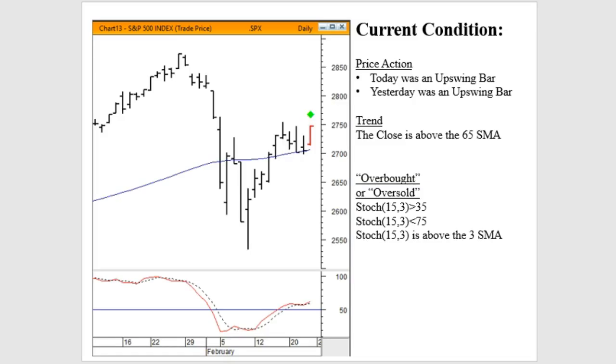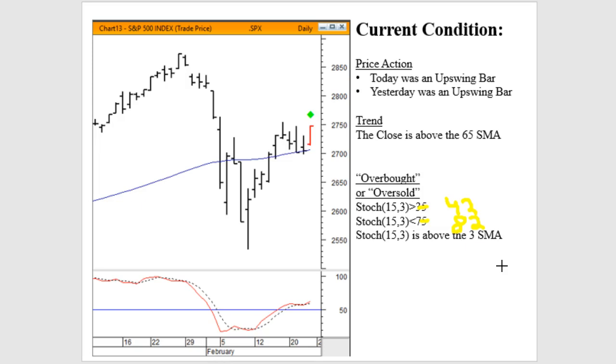And when you look at the current market condition, we can see that we are above the 65-day simple moving average. In terms of the stochastics, the 15-3 stochastic, we're at about 62 or so, so we're between 35 and 75. Actually, those numbers are a little different. I'm going to scratch those. I'm going to make sure we get these right. I'm using the numbers 42 to 82. Yep, 20 points in either direction. And we're above the %D, 3-day simple moving average.